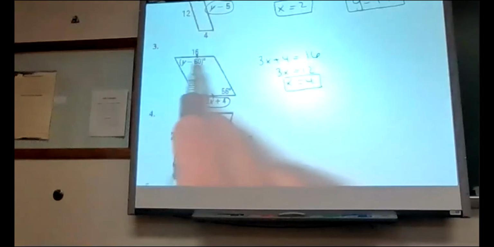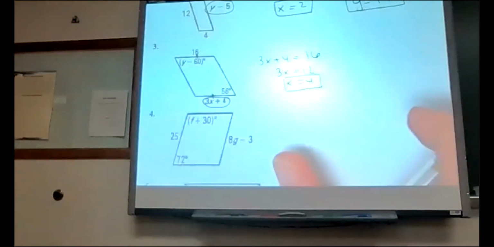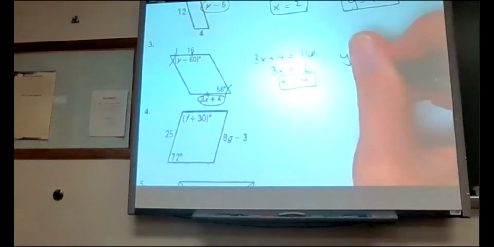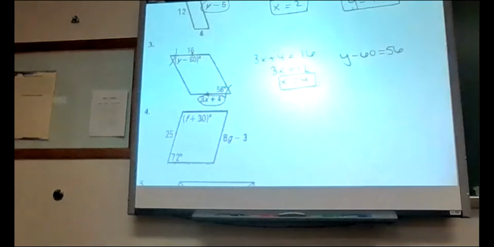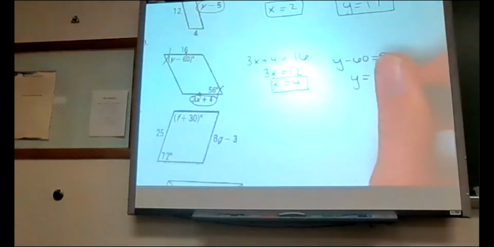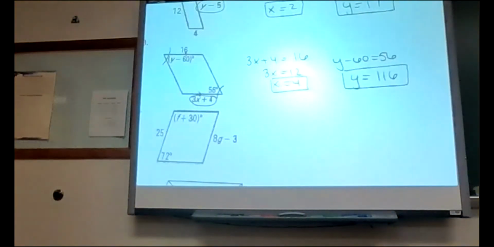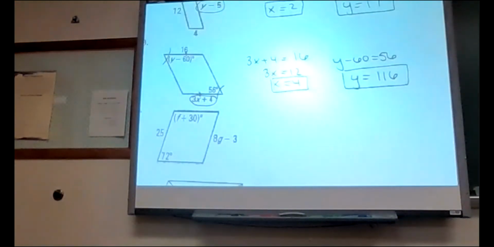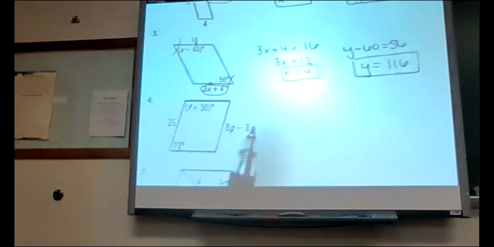And what about Y subtract 60? What is that equal to? 56. Yeah, these opposite angles are congruent. So Y subtract 60 equals 56. Add 60 and Y equals 116. Okay, pretty good. Then we get to 4.